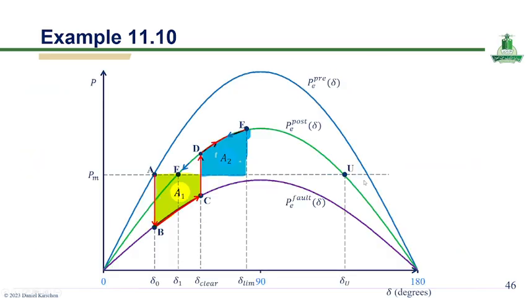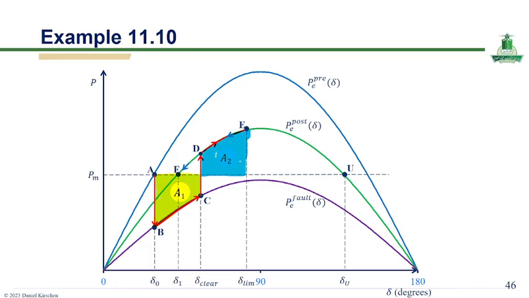This slide illustrates the application of the equal area criterion for transient stability analysis in a power system. The pre-fault, fault, and post-fault electrical power curves are shown to explain the rotor angle behavior during and after a disturbance. Area A1 represents the accelerating energy gained by the generator during the fault condition, while area A2 represents the decelerating energy after fault clearing.